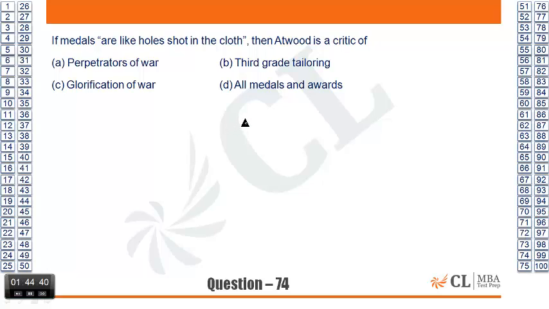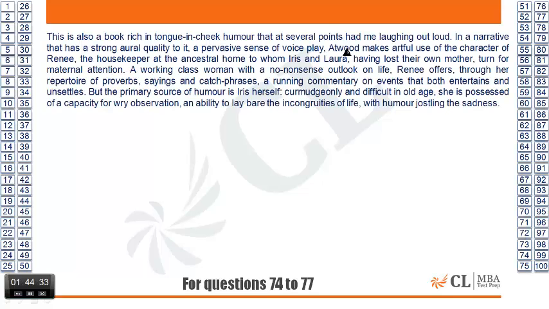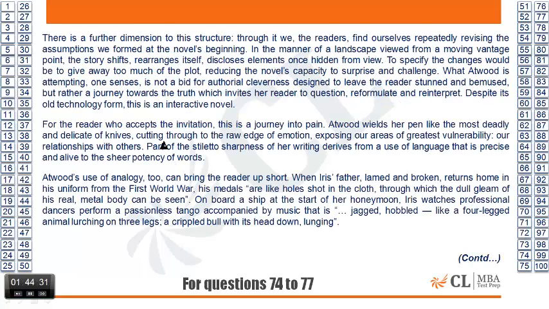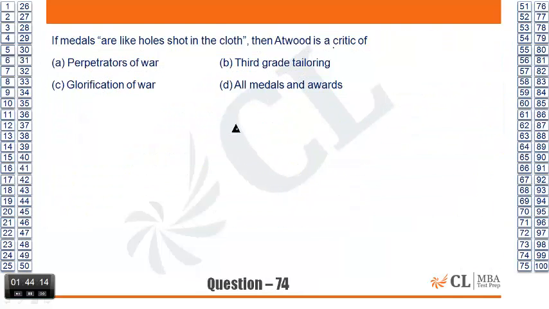If medals are like holes shot in cloth, Atwood is critiquing what? Where was it? This is a dad's death, no? Dad's death. Where is it? Somewhere here. Yeah. When Iris' father, lamed and broken, returns home in his uniform from the First World War, his medals are like holes shot in the cloth. Medals are like holes. The medal doesn't mean anything, no? That's what he's saying. Okay. Which will show the full gleam of the real. Okay, fine. Third grade tailoring. Okay, it's a critique of all medals.